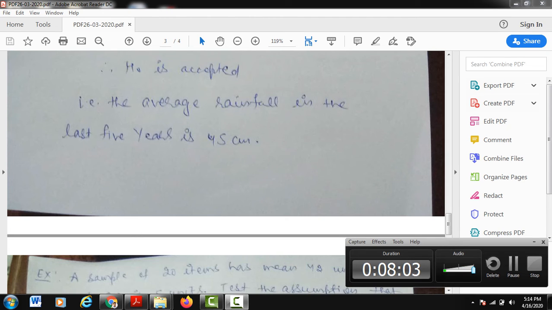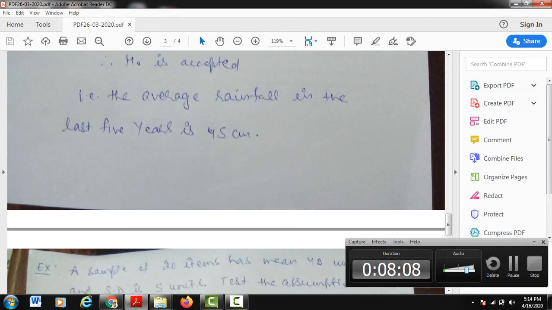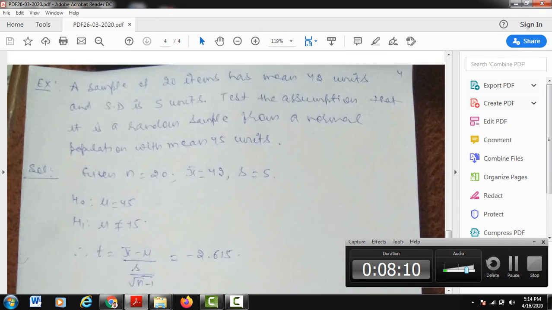Okay, so let us illustrate this application further with one more numerical, and the numerical is that a sample of 20 items has a mean of 42 units. Again students, this is a sample having size 20, which is less than 30, so it is a question of the small sample test. Now let us see its application, and its standard deviation is 5 units. So n is 20, mean of sample is 42, that is x bar is equal to 42, and its standard deviation, that is small s, is given to you 5.